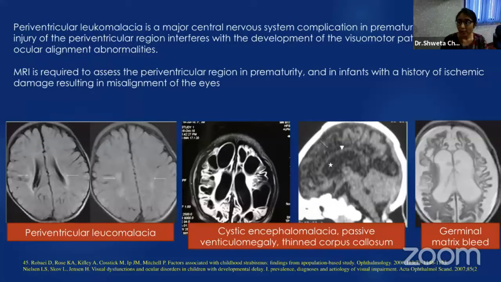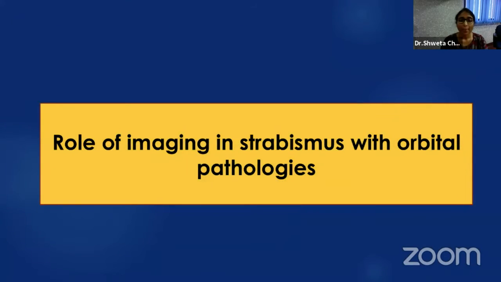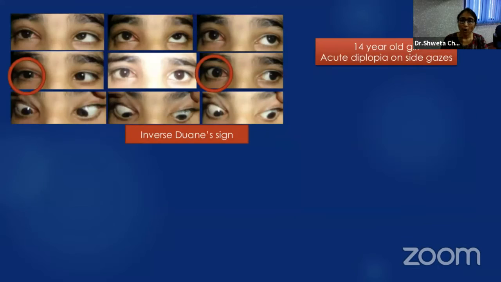In severe cases, it could be cystic encephalomalacia, passive ventriculomegaly, thin corpus callosum, even sometimes germinal matrix bleed. So this helps you in knowing the condition of the child, and the patient can be referred accordingly to pediatrics, and physiotherapy and visual therapy can be started as soon as possible. Then role of imaging in strabismus with orbital pathologies.